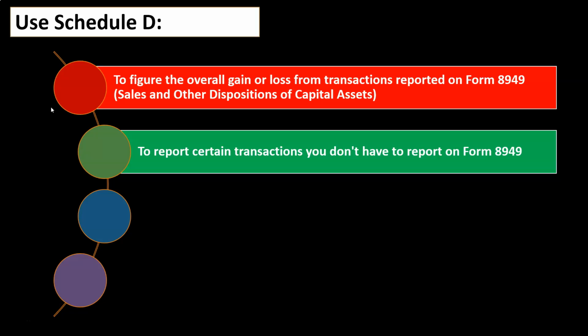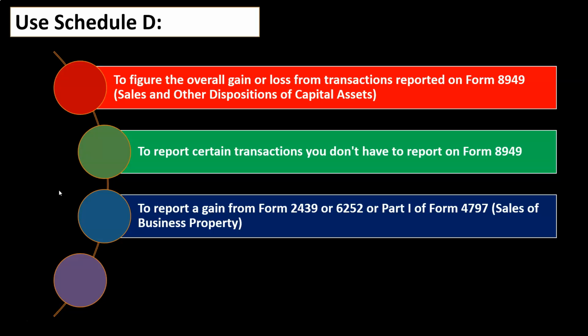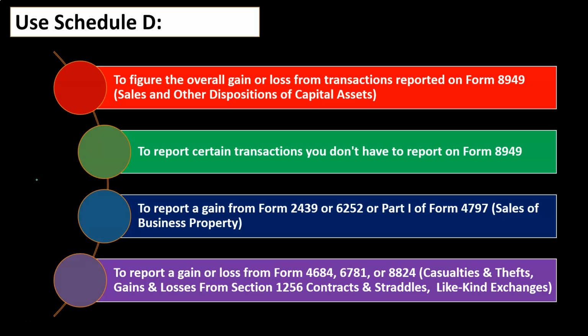To report certain transactions, you don't have to report on Form 8949. To report a gain from Form 2439 or 6252 or Part 1 of Form 4797, sale of business property. So again, we might go into more detail on some of these items in future presentations, these different circumstances here. To report a gain or loss from Form 4684, 6781, or 8824, casualties and thefts, gains and losses from Section 1256 contracts and straddles, and like-kind exchanges.